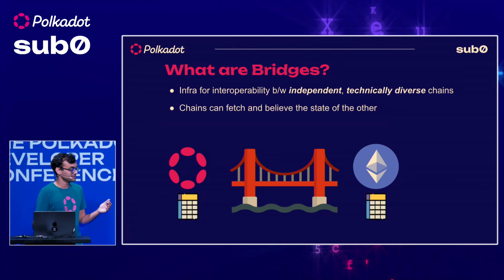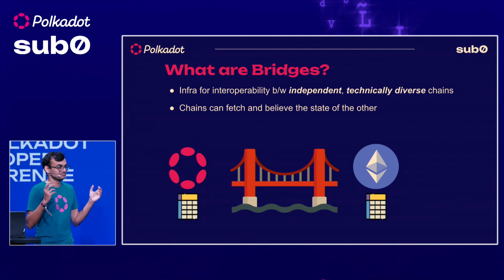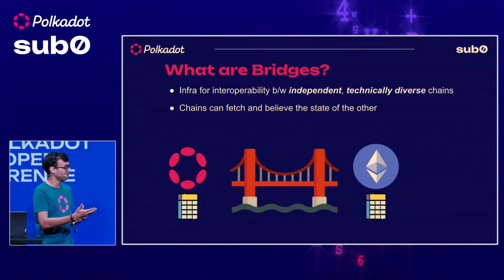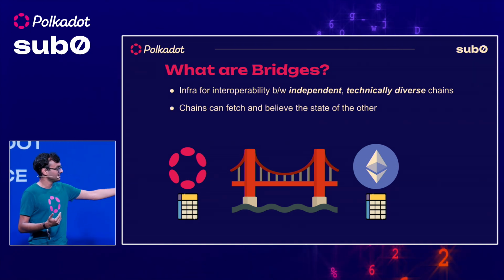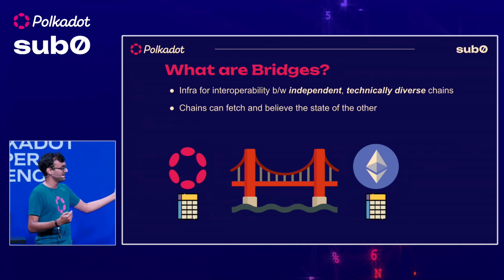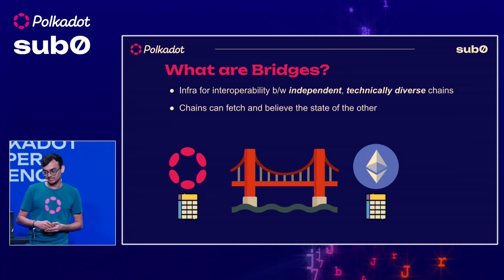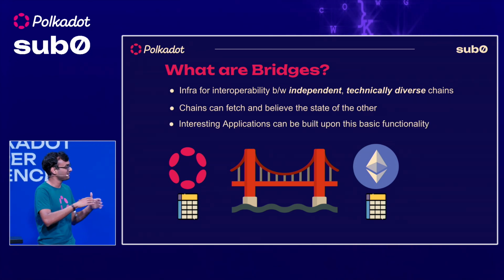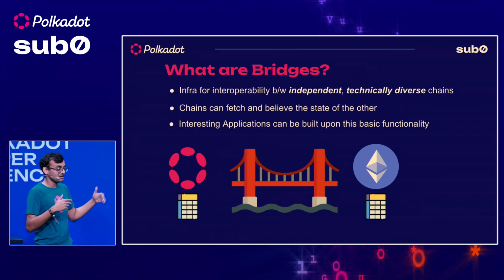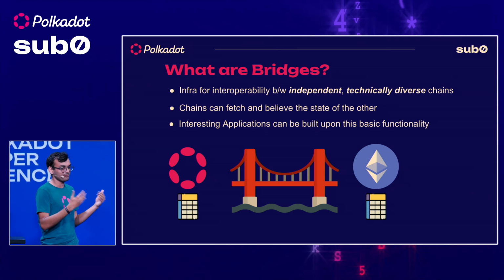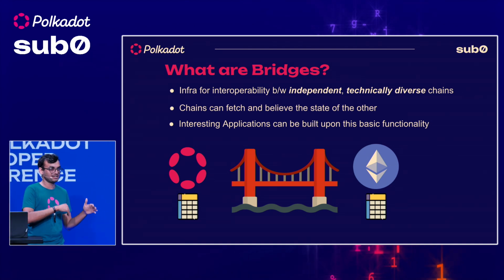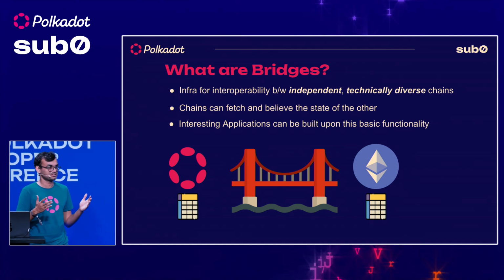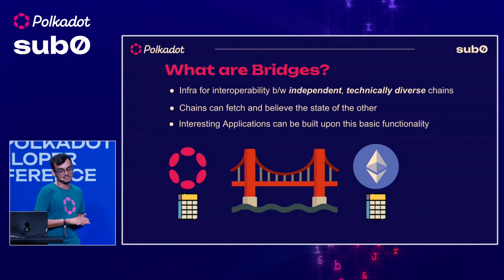And these are exactly what bridges are for. Bridges allow the chains to fetch and believe the state of the other chain. So for example, over here, Polkadot has some latest state, Ethereum has some latest state, and with the bridge, you would be able to fetch and believe the state on the other chain. And for this talk, we are really looking at this layer of abstraction here. There can be interesting applications built on top of this basic functionality, be it asset transfers, migration of the state trie from one chain to the other, games, it can all be built on top of this basic layer.